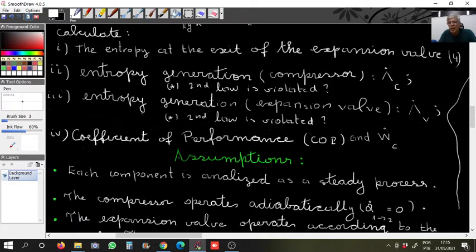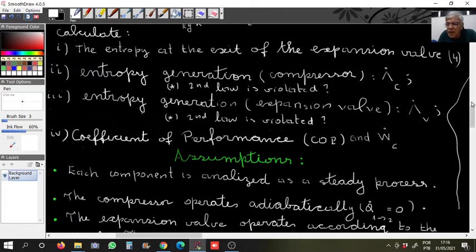Attention now, the compressor. This is lambda dot C here, for the compressor. Now I ask, is the second law of thermodynamics violated? I'll find out there. Now, the third item, the entropy generation. I know that the entropy generation of the expansion valve, this is lambda dot V, V is the valve. And finally, the coefficient of performance. And also, I would like to find out the power due to the compressor. This is COP, which means coefficient of performance.